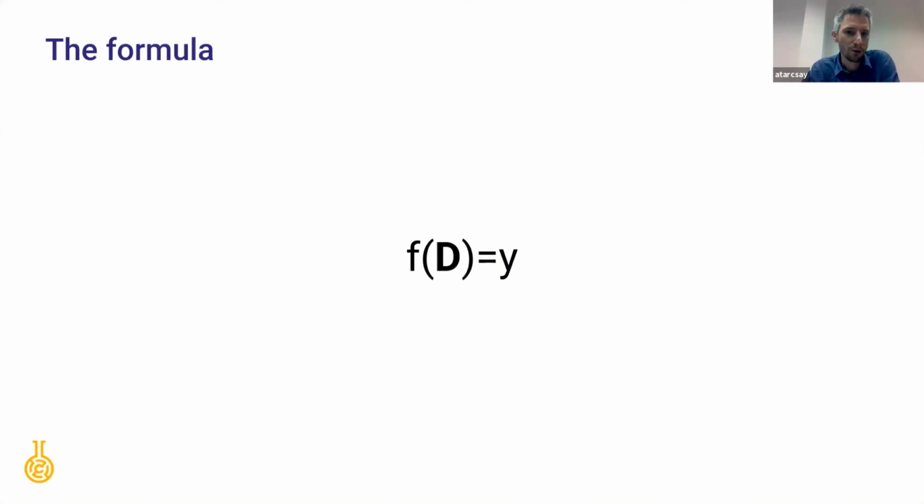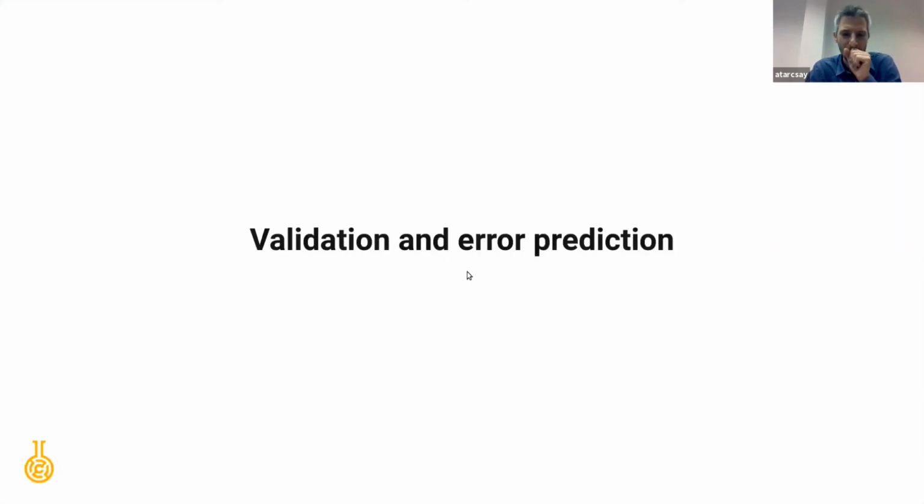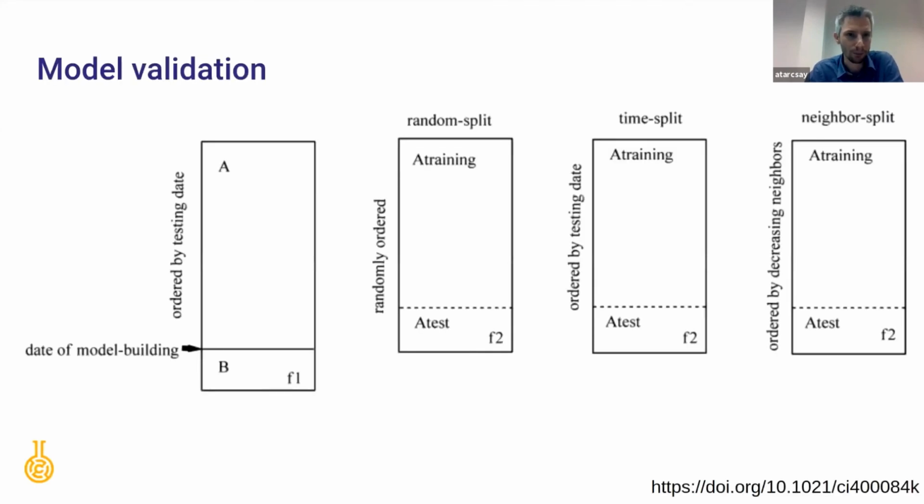So we are still looking for this formula, but in this case, we discussed physics-based methods, and now we will focus on descriptors and machine learning approaches. And here I will start again with how you validate your model and how you predict the error.